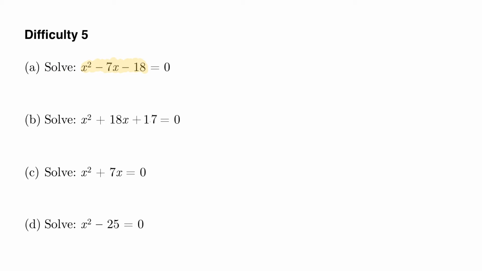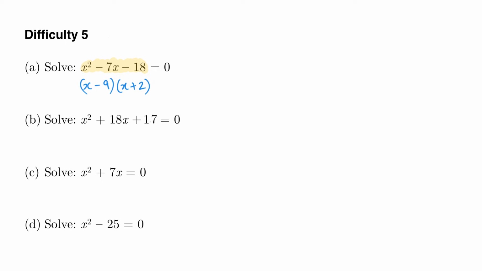We need to solve this equation. So we need to find the value of x that we can substitute into this expression where this will be 0. What we're going to do is see if we can factorize this expression. And if you've seen the video on factorizing, or if you've learnt this before, you will know that we can rewrite this as x minus 9 multiplied by x plus 2. Or I could have written it as x plus 2 multiplied by x minus 9.